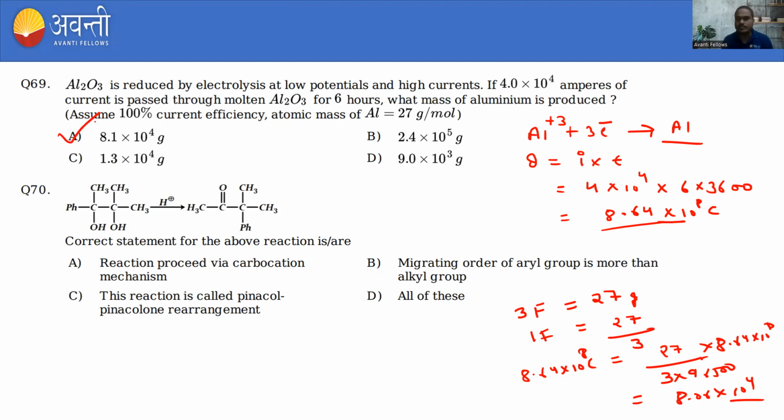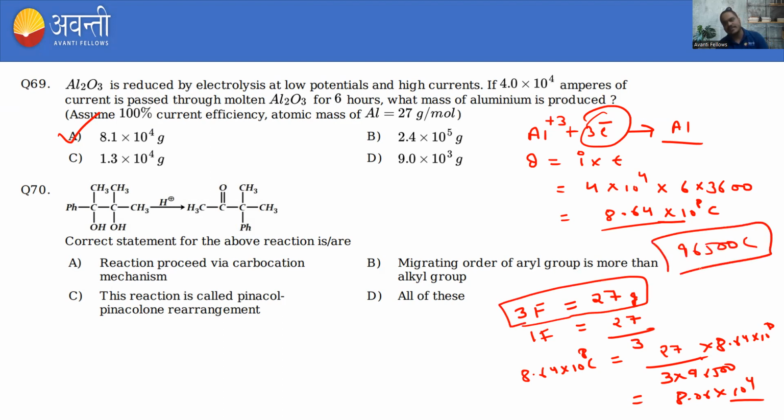Okay? Let me explain this question once again. In this question, they are basically asking what mass of aluminium is produced. So we know that this is 3F, right? So 3F is equal to their molecular mass. In 1F, we have 96,500 coulomb. So we can write that 96,500 coulomb will produce 27.